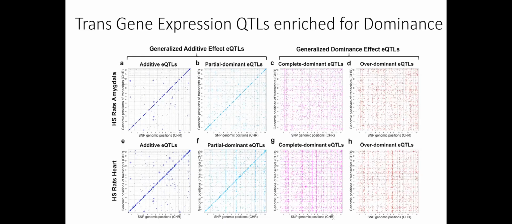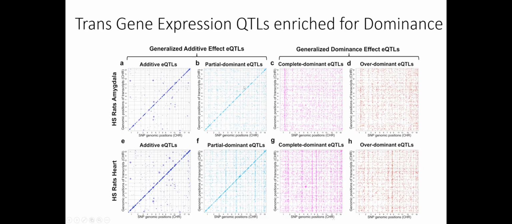If we position our eQTLs across the genome, here we have the SNP position on the x-axis and the position of the gene on the y-axis, and here we're looking in the HS rats, in 2 different tissues. So you can see the diagonal line of cis-eQTLs.